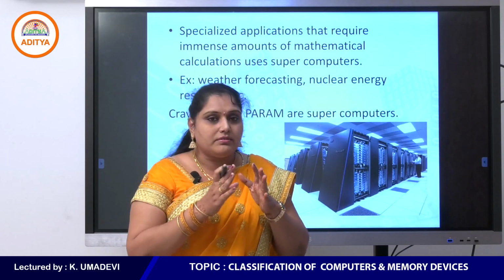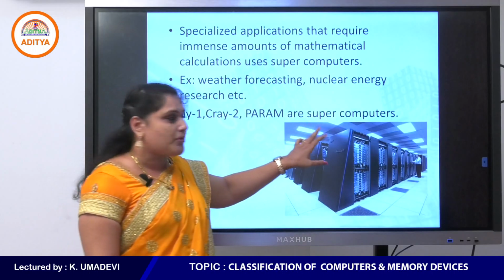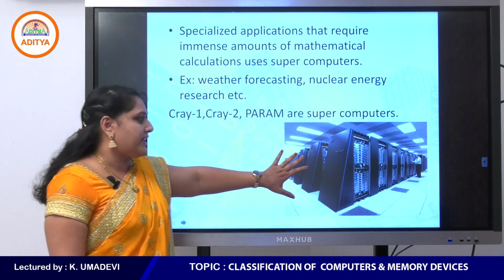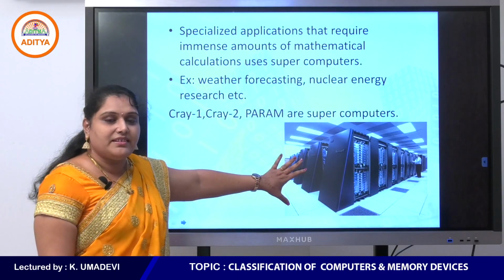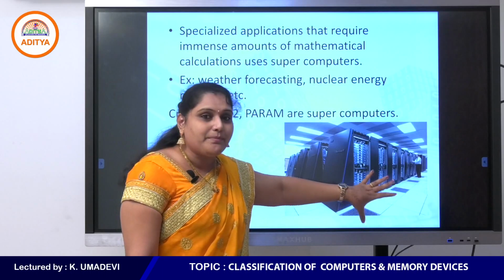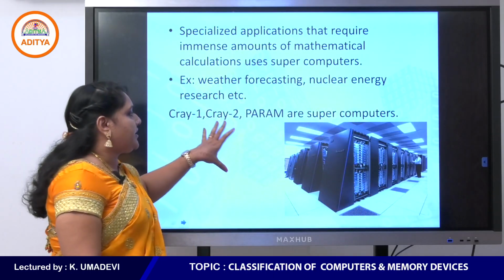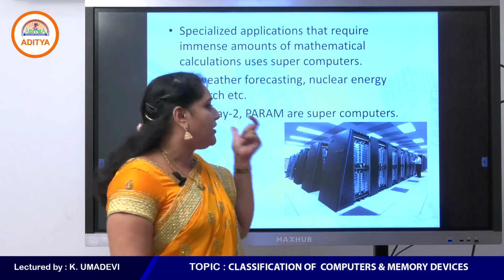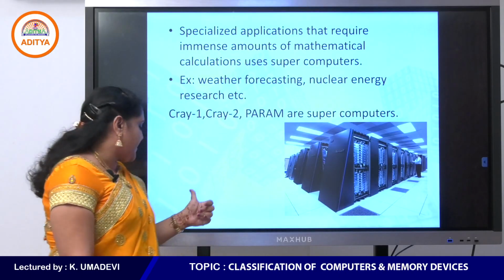Okay students, these are the examples of supercomputers. Observe this picture: this is an example of a supercomputer, very big in size. Based on the size and type, these are divided. Cray 1, Cray 2, and Param are some of the examples of supercomputers. These are the various names of supercomputers. So what is the next one?